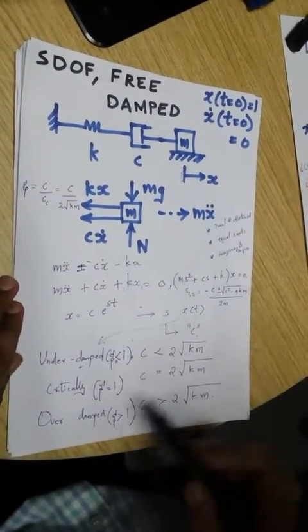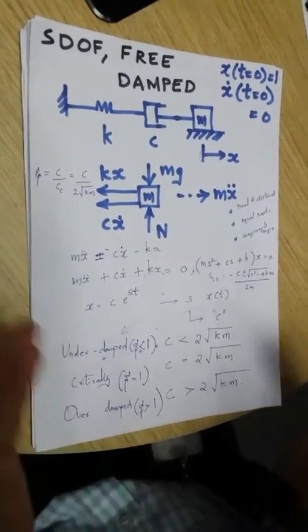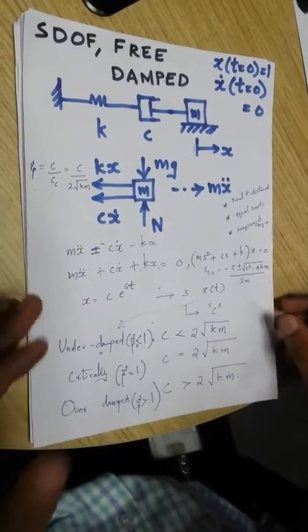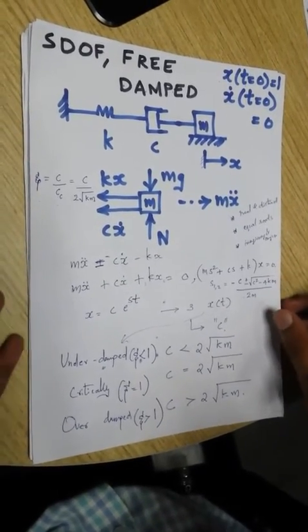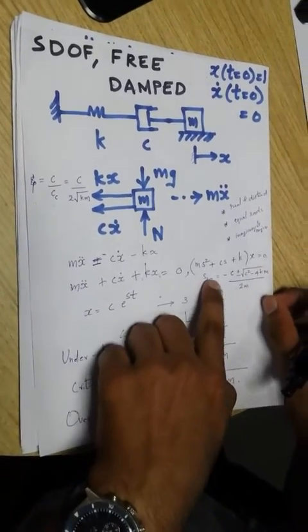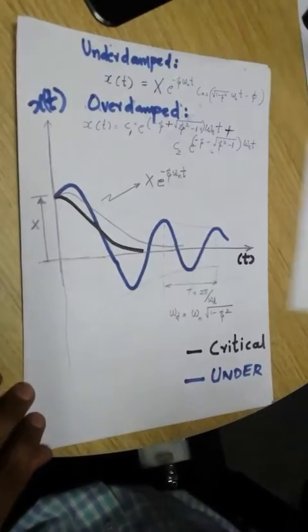So, for a damped single degree of freedom free system, there can be three types of response depending upon the value of your damping coefficient in the system. So, what we will do is, I have got two solutions. So the response will be, I will explain this figure.